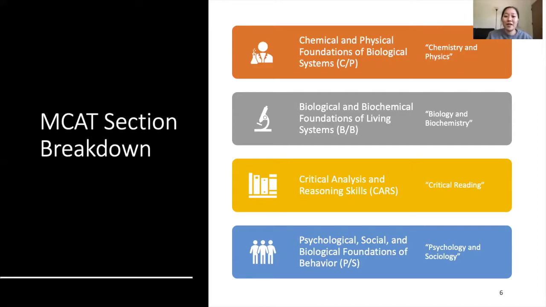I'd also like to mention that everything except the CARS section has both passage-based and discrete questions within a section. What I mean by that is, for example, there will be a passage, and based on that passage, there will be around 4 to 7 questions. These passages usually look like a portion of a research paper or review article. I don't know if you guys have ever taken a chance to look at them.